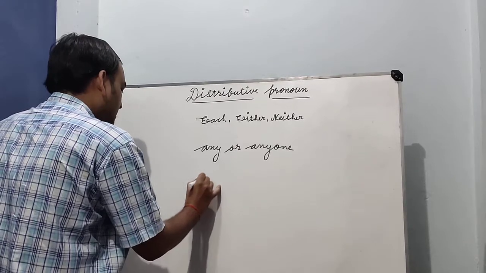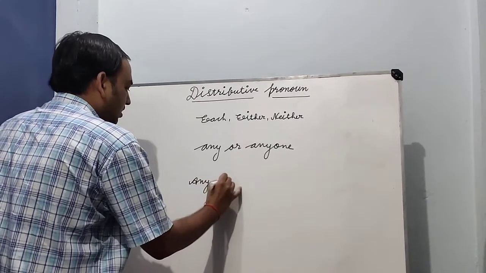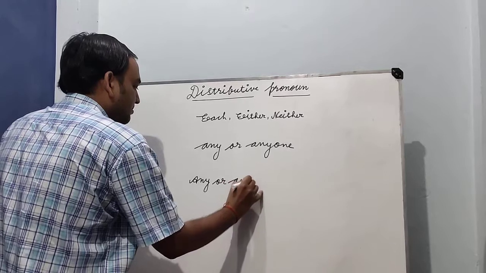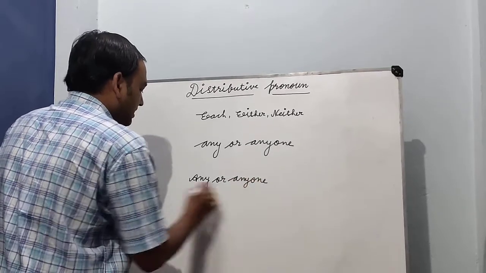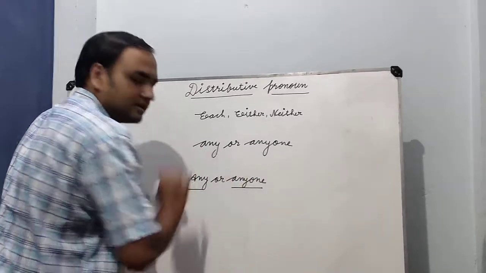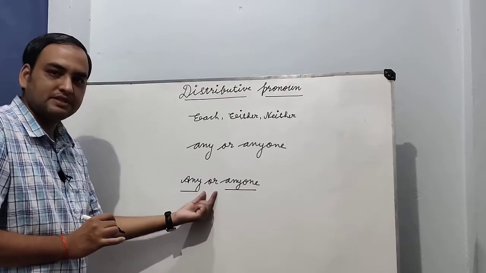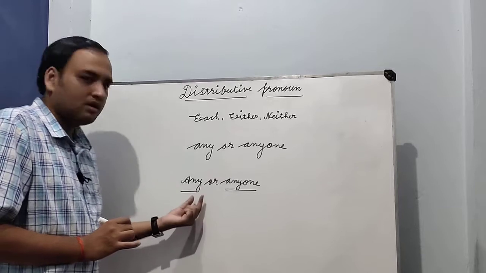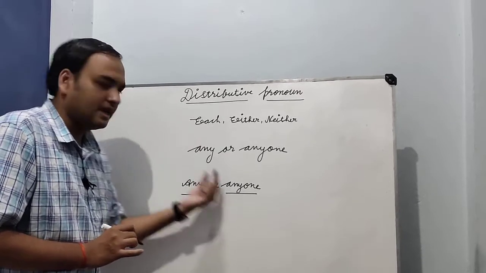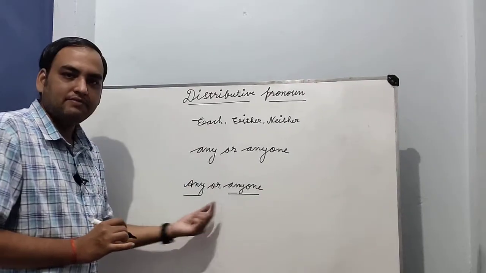Any or anyone, basically we will use either any or anyone. Not both, but I am writing here "or". It means that we can use any, or in place of any, anyone. Any or anyone.